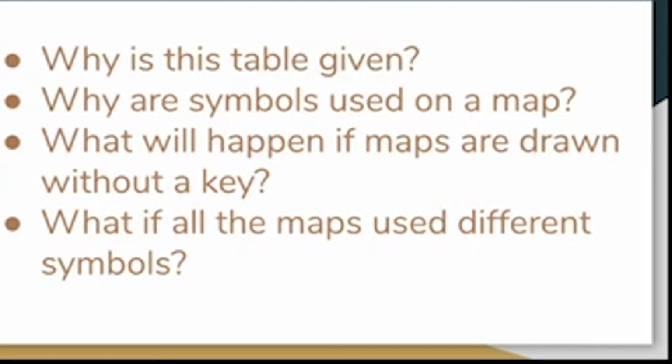Next question. What if all the maps use different symbols? To avoid the confusion, maps have conventional symbols which are standard across all the maps. These are the conventional signs. It means they are adopted by each and every country and you can easily read any map of the world. Got it?